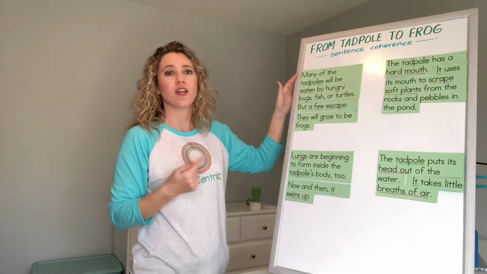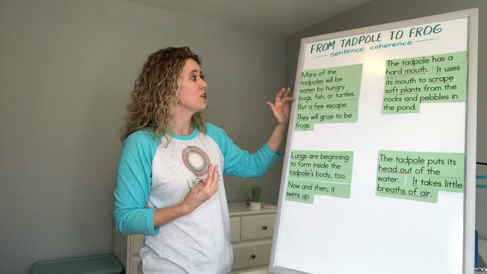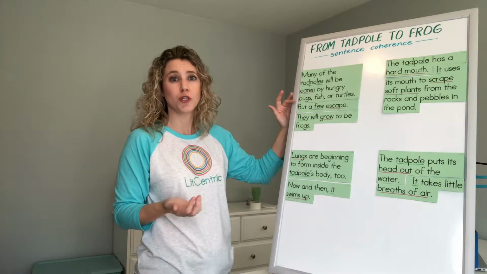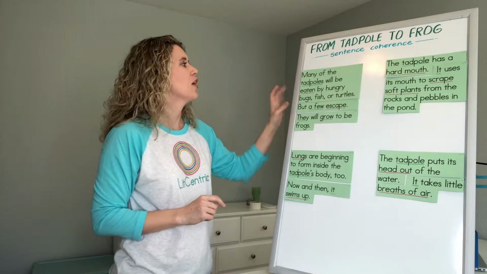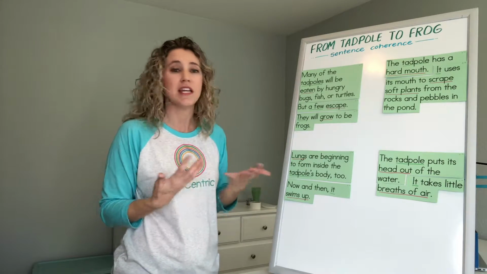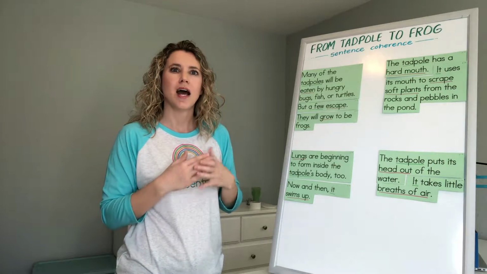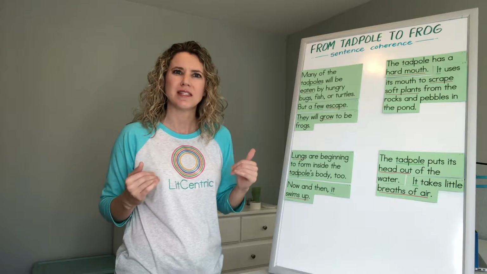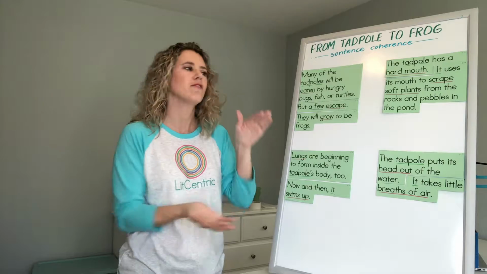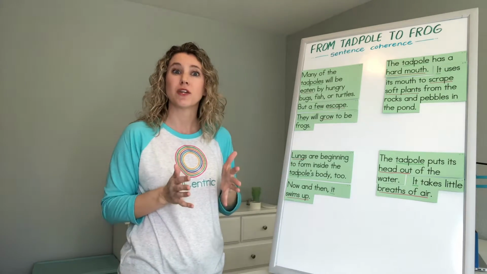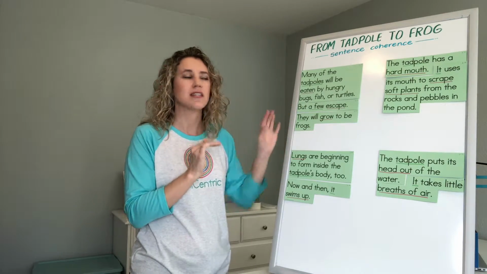So our first example here is from page 13. It says, many of the tadpoles will be eaten by hungry bugs, fish, or turtles, but a few escape. They will grow to be frogs. Now, this sounds like a really simple setup, and it is for an adult reader and writer, but for our students maybe who are writing disjointed facts, list-like pieces, they're not elaborating well, we can show them how these sentences hang together, kind of like a puzzle piece to form a picture at the end. And in this case, we're doing it in a really concrete way, sentence by sentence, each one on its own card.